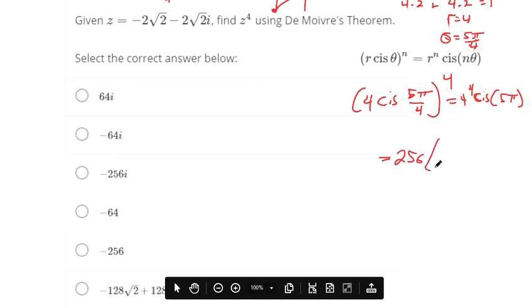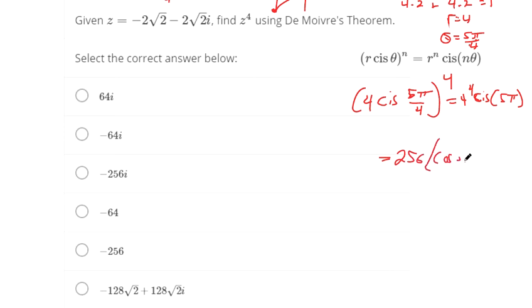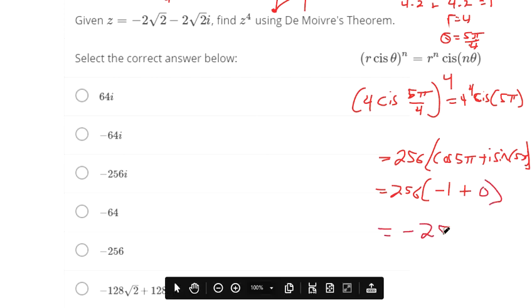And now cis 5 pi, that means cosine 5 pi plus i sine 5 pi. And we can evaluate each of those. 5 pi is coterminal with 3 pi, which is coterminal with pi. So cosine 5 pi is negative 1 in your calculator. And sine 5 pi is coterminal with sine 3 pi. So we got pi, so it's 0. So this whole thing just turns out to be negative 256.